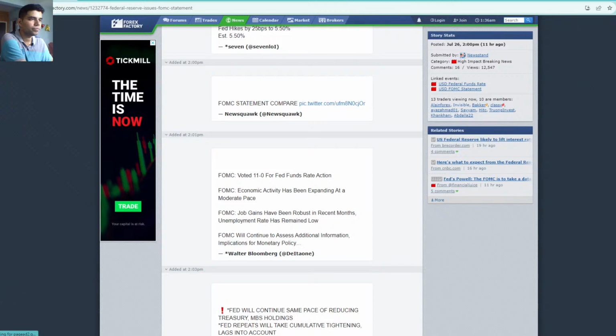Let's check the full story. It's downloading the PDF. Federal Reserve press release. Okay, let's check the chart once. It's a really nice moment. Okay guys, it's really pushing down, but not so much. It's still consolidating.